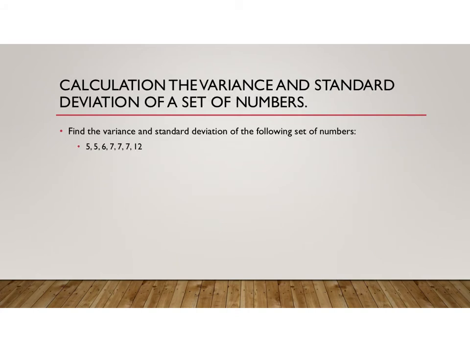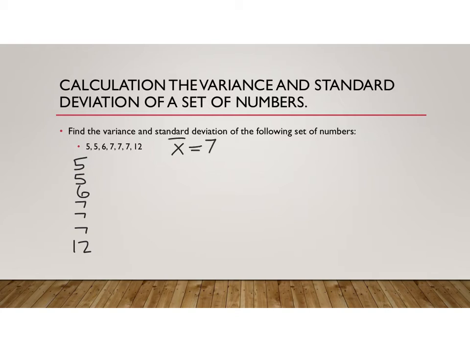So another example here, we've got the numbers 5, 5. I'm going to write these vertically. And I'm going to find my mean, so I'm going to add these up. They add up to 49. 49 divided by 7 is 7. So my mean is going to be 7.